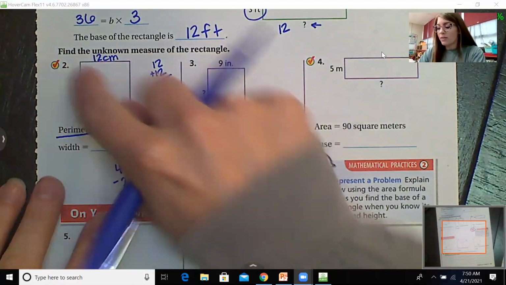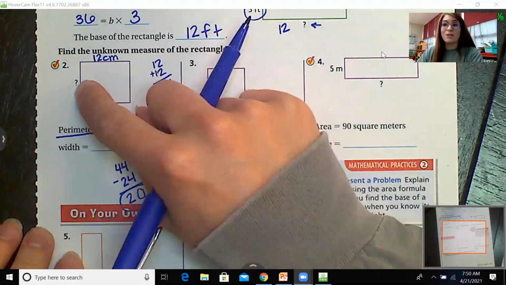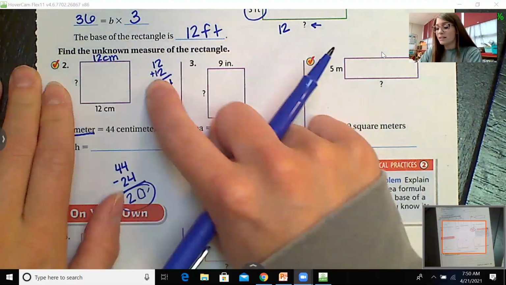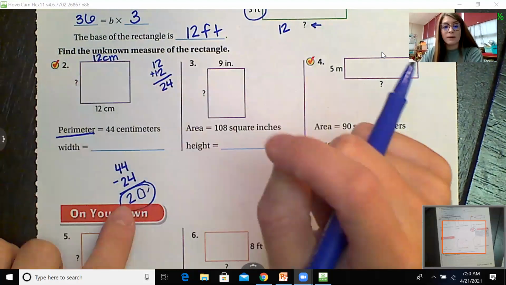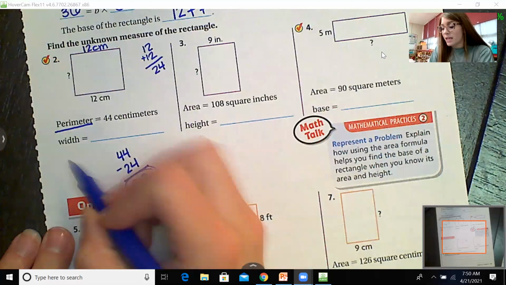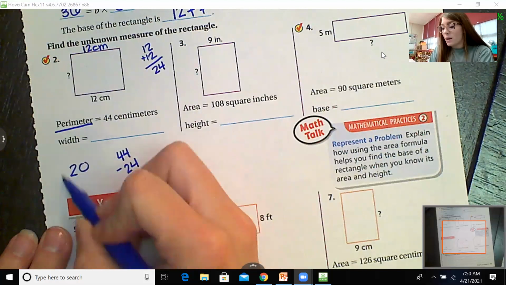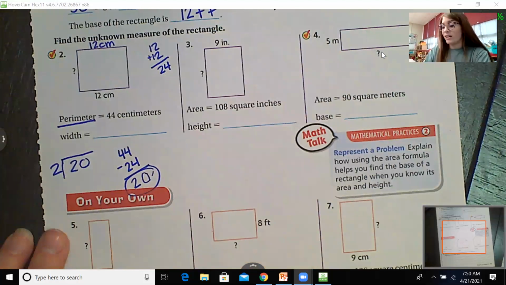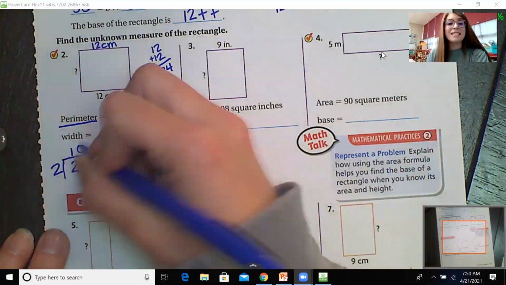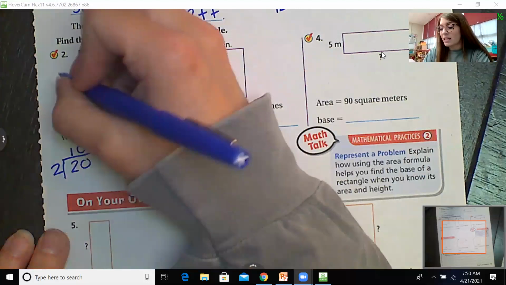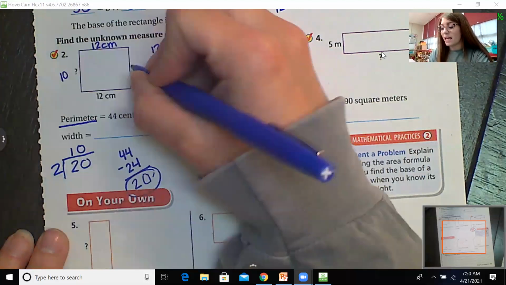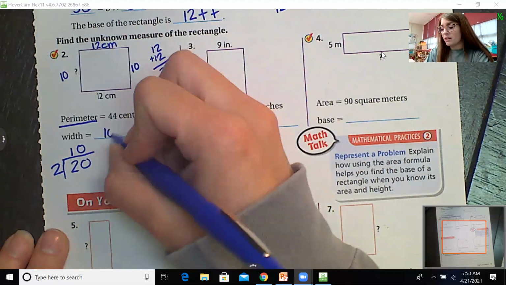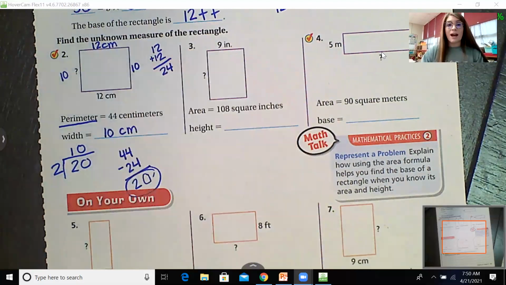Now, does that mean that this side is 20? No, I've got 2 sides to split that 20 between. So if I do 20 divided by 2 sides, what is 20 divided by 2? Very good. It is 10. So these sides are going to be 10 centimeters.